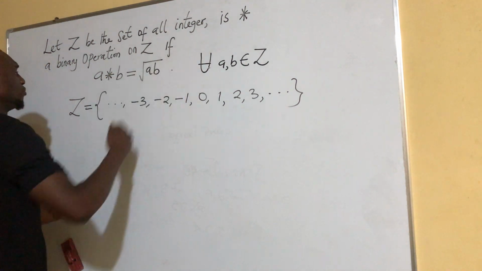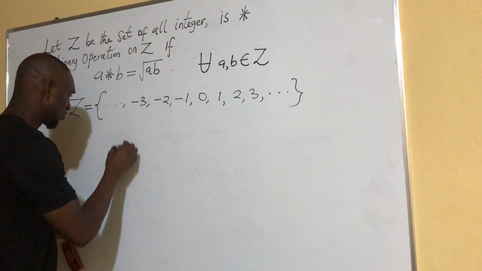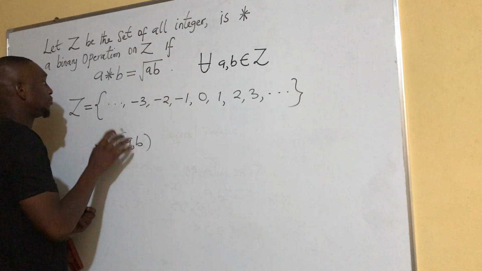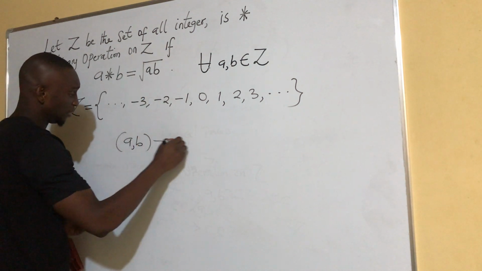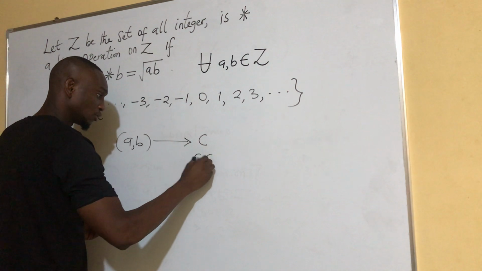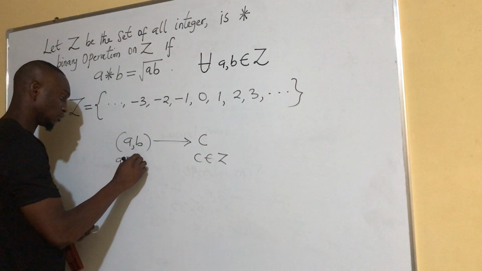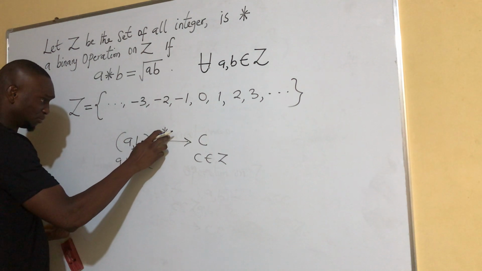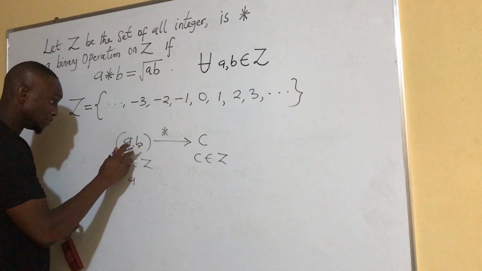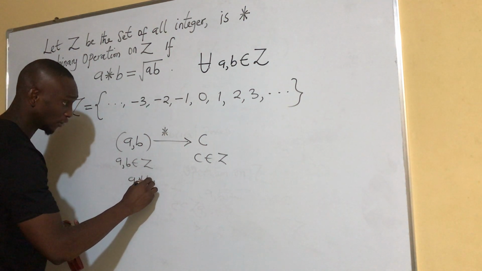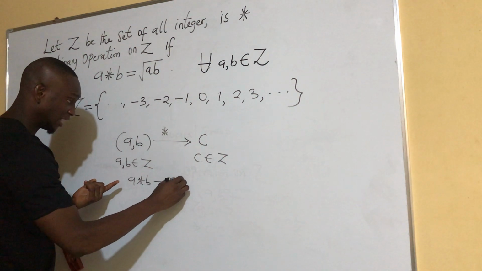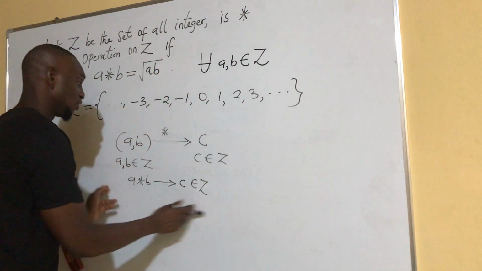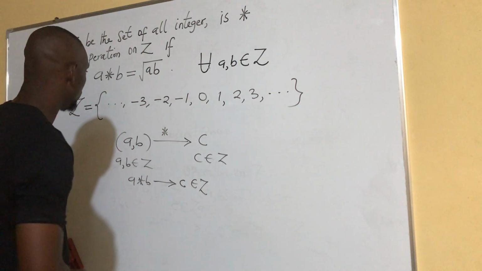Now this operation becomes a binary operation on Z only if it can drive every pair, every A and B element of Z, to an element C, where C belongs to Z, and we know A and B also belong to Z. This becomes a binary operation if, whenever it comes in between A and B, the resultant of this action gives us an element C, where C belongs to Z. Whenever these operations satisfy this particular concept, we see that this becomes a binary operation on Z.